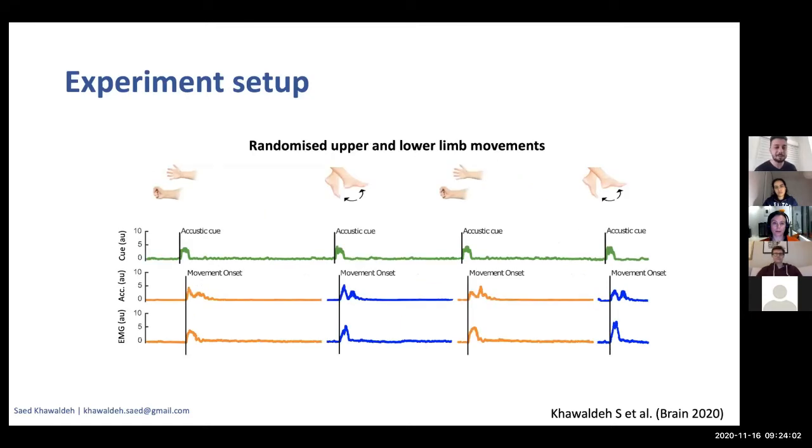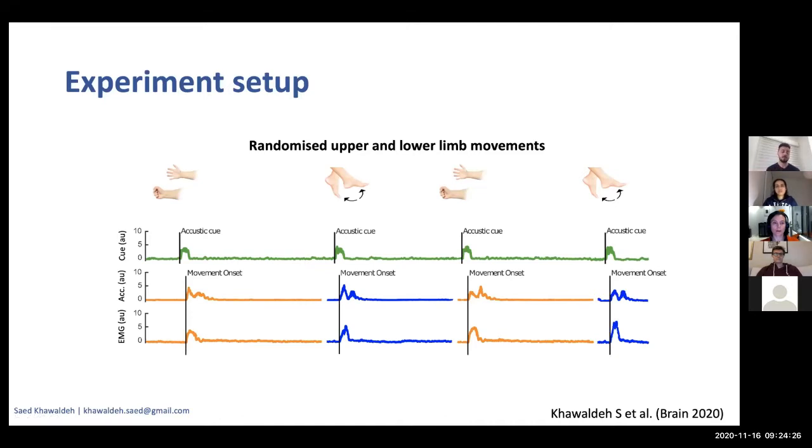And the second paradigm we call the randomized block paradigm. For this one, we ask the patients again to do upper and lower limb movement, but instead of doing that in blocks, we did that trial by trial. So instead of giving the signal go only, we're giving them the signal hand, or maybe leg. And the patients were doing that randomly, as we give them a random signal.